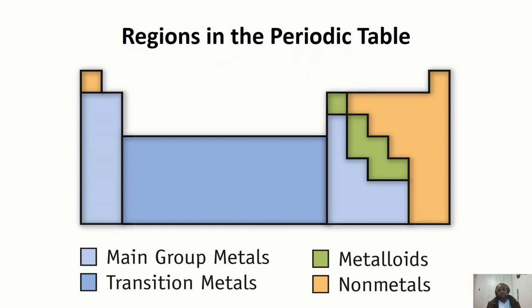Okay, we also have regions on the periodic table. We have the main group metals, and we have transitional metals, which I've already told you earlier are in between group 2A and group 3A. We have metalloids. Metalloids are semi-metals, meaning that they are somehow in between metals and non-metals. Then we also have non-metals. So the elements that fall into a particular region, you're going to define them based on the region that they fall into, whether it is metalloid, non-metal, main group metal, or transitional metal.